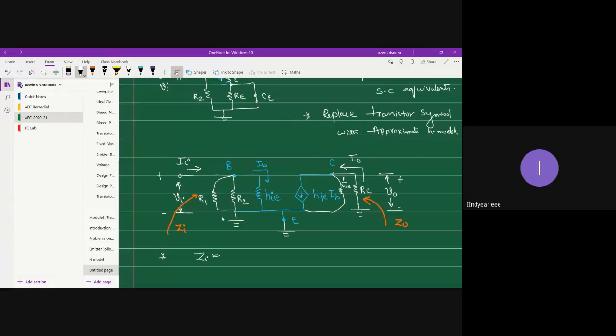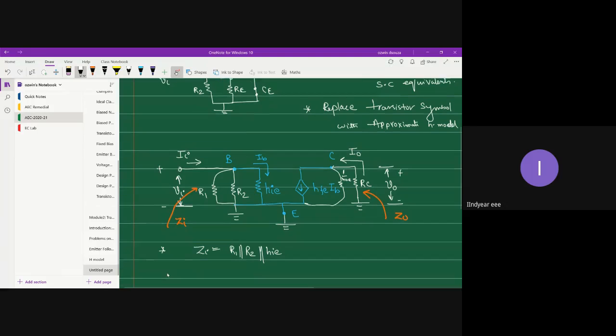So what you have to do is collect the resistors which are coming across the base and ground terminal. Which are those resistors? R1 parallel with R2 parallel with HIE. So that's your input impedance.